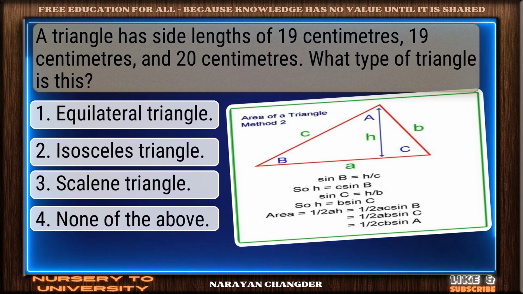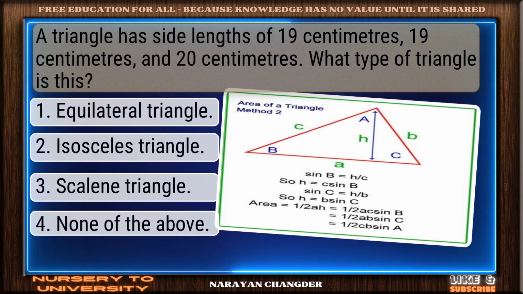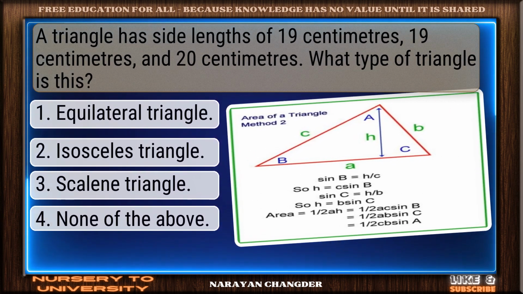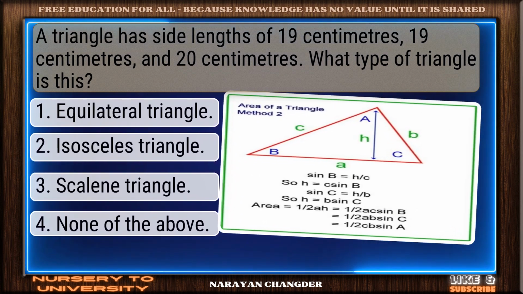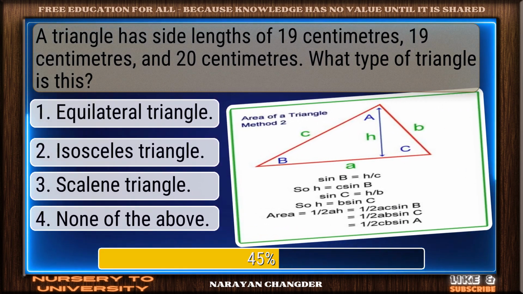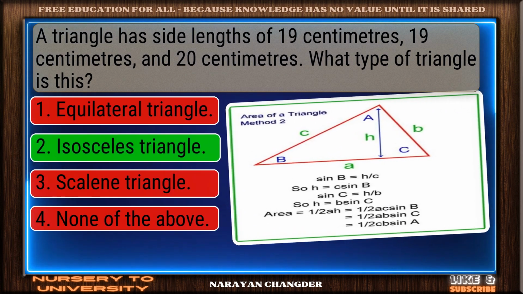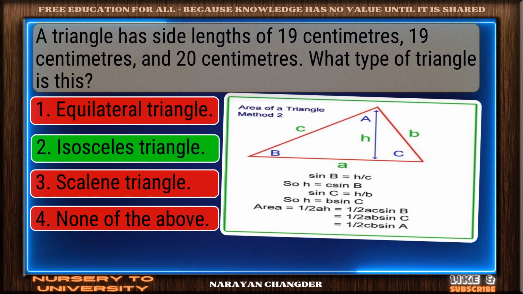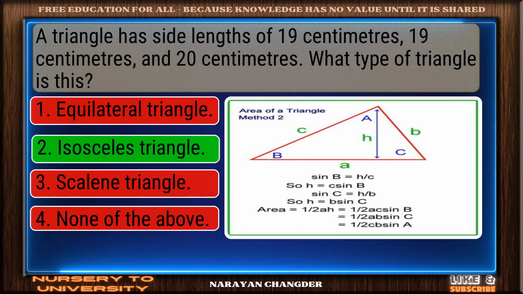Question number 18. A triangle has side lengths of 19 centimeters, 19 centimeters, and 20 centimeters. What type of triangle is this? You chose isosceles triangle. And it is correct.